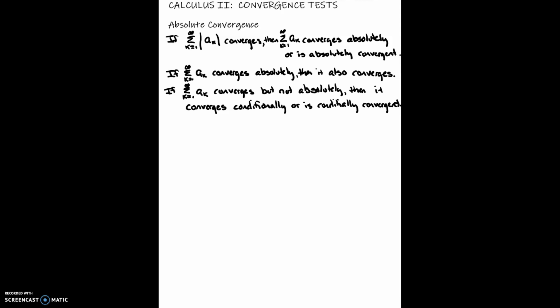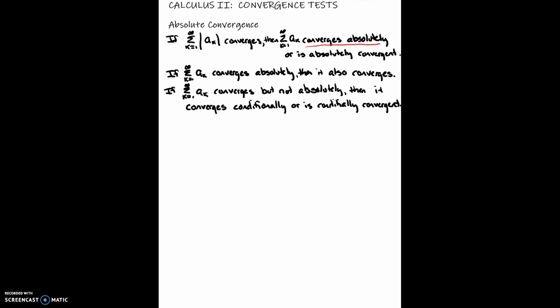Today I want to talk about absolute convergence. To check if a series is absolutely convergent, what we'll do is take a look at the absolute value of the terms in the series. If the series of absolute values converges, then we say our original series is absolutely convergent, or it converges absolutely.